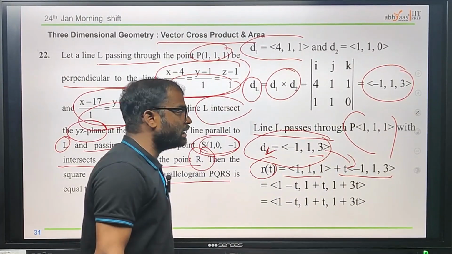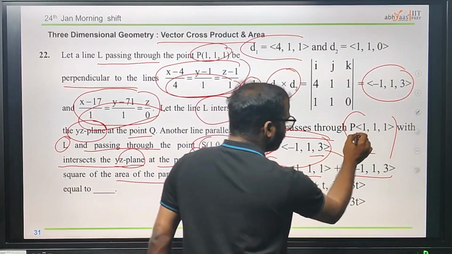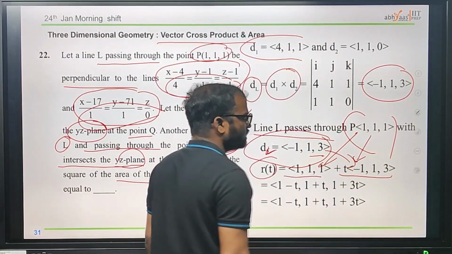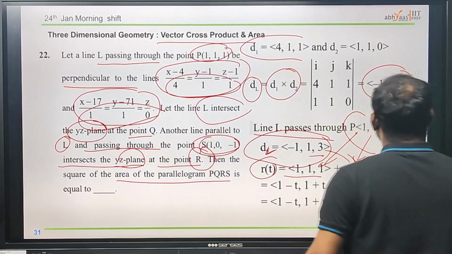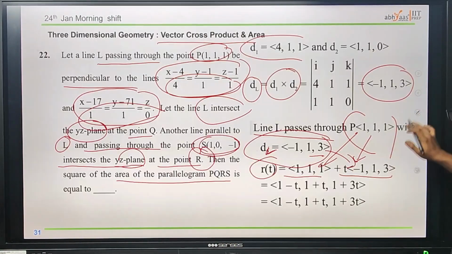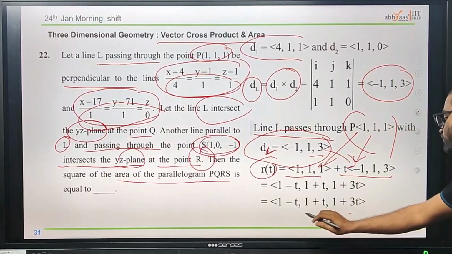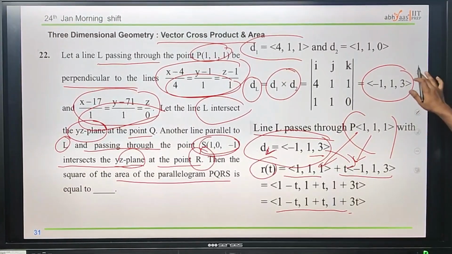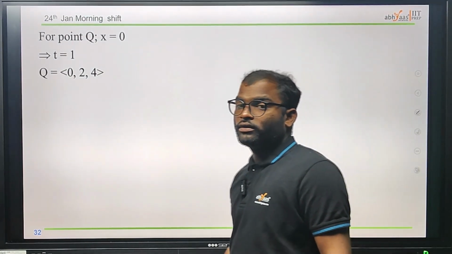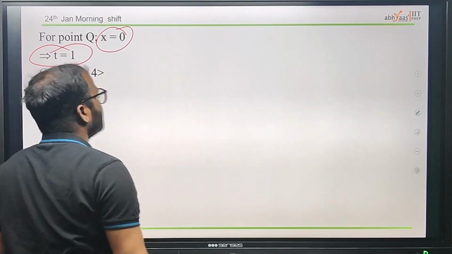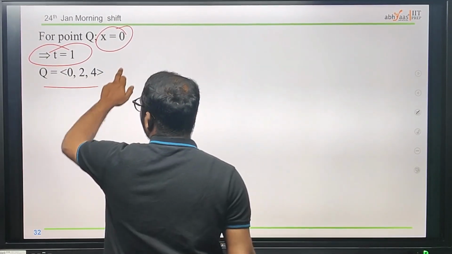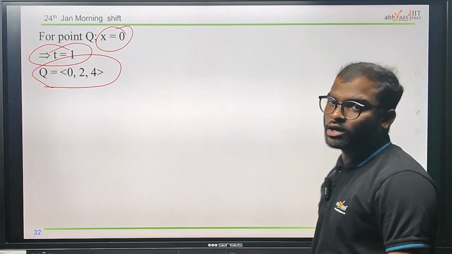Okay, we're just taking the DL. From this point and this one, we're just checking in the line R, like R plus T, RA plus like R plus TB. Similarly for this one, just some calculations will lead to this one. Now we need to find the T, which is for point Q, x is equal to 0, that implies T will be 1. Just substituting T, we got the Q point as 0, 2, 4.